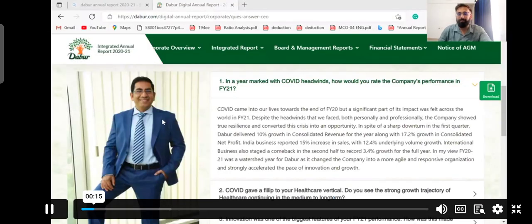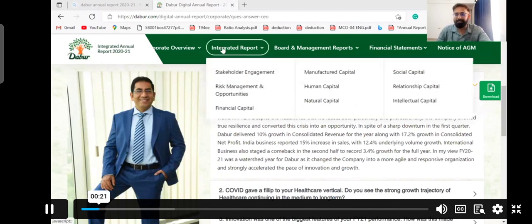Hello learners, we will be discussing the integrated report: what is an integrated report and why it is necessary to read it to get more knowledge about a company. This clause has been inserted by the Government of India, and most foreign governments also ask companies to include this report, the integrated report, right?